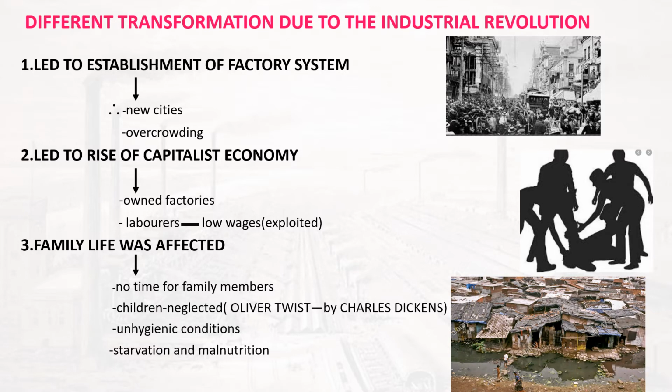People came to those places, the cities became bigger, so it led to growth of new cities, and because of the people there was overcrowding. So there were new cities, the problem was overcrowding. This is what happened after Industrial Revolution.